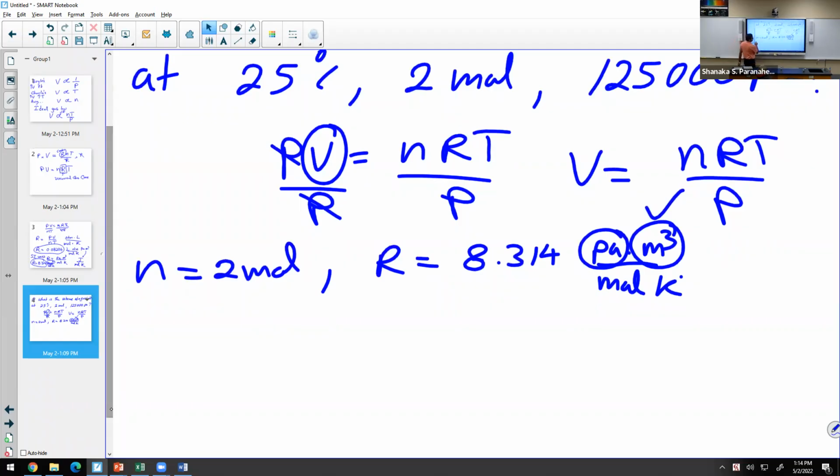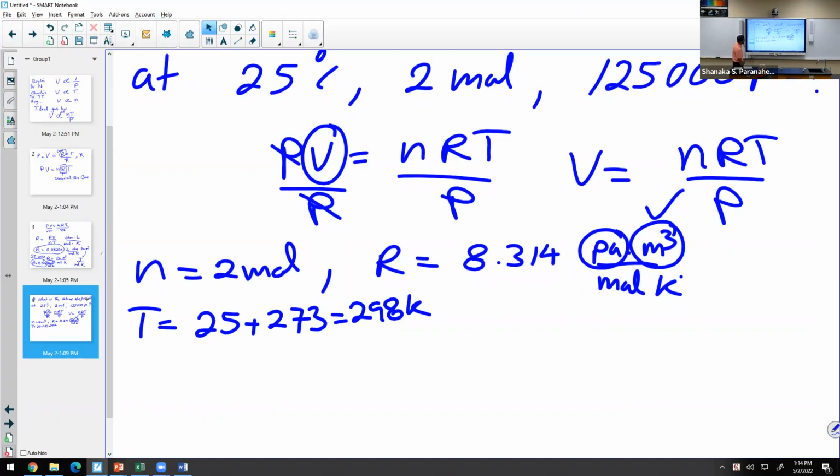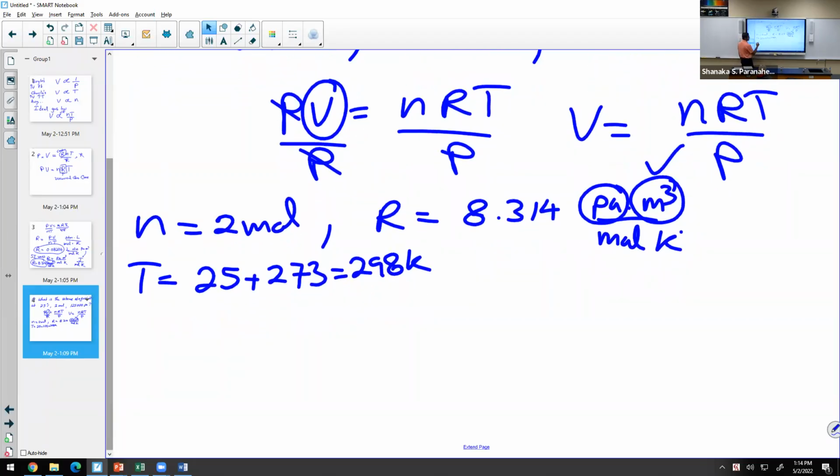Okay, next one is T. What is the temperature? 25, should I substitute 25 or something else? It should be Kelvin. So it's 25 plus 273, 298 Kelvin is what we need. So that's the value we are going to substitute. So what else? Pressure. Pressure is 125,000. So now let's do the calculation.